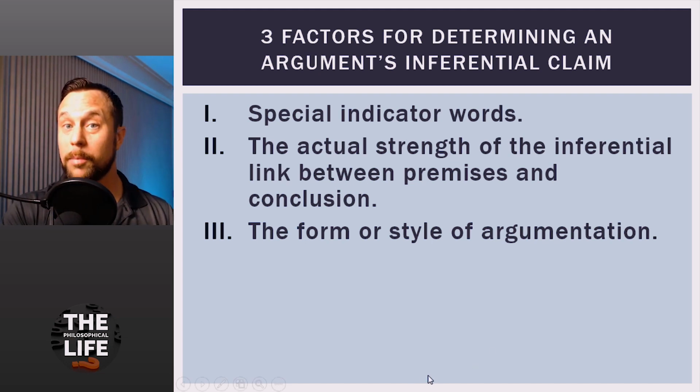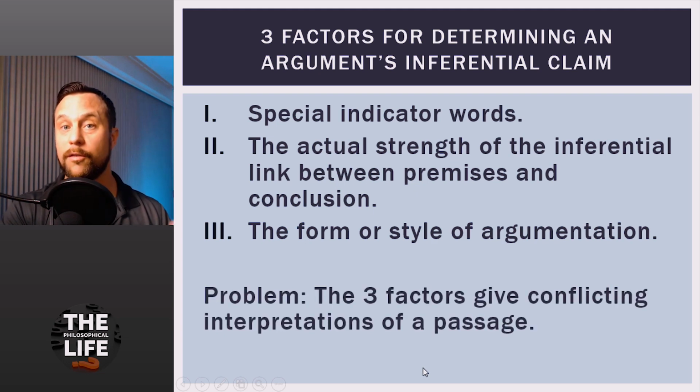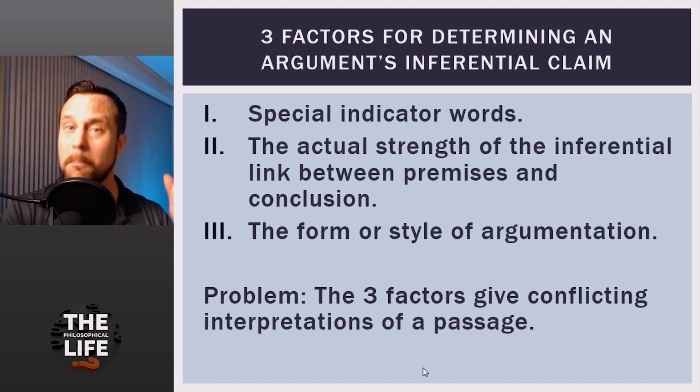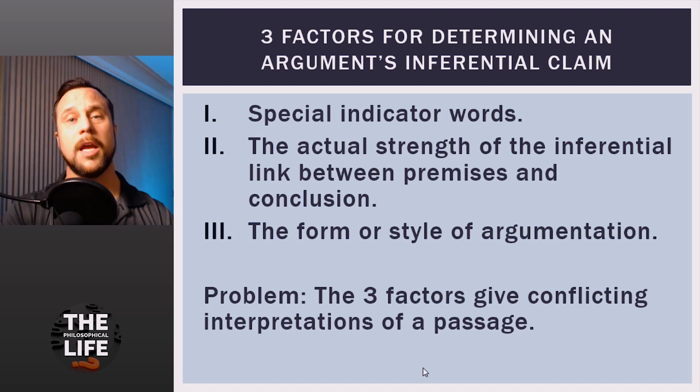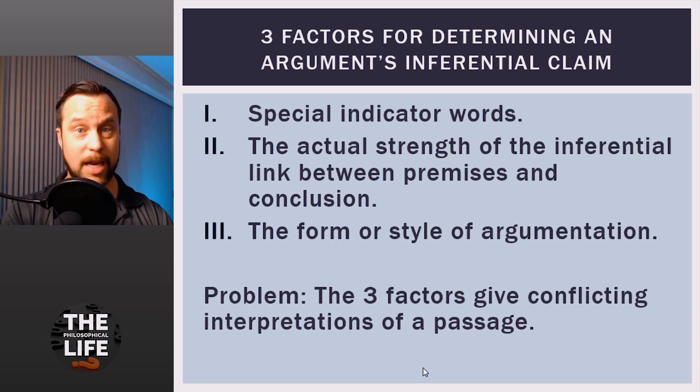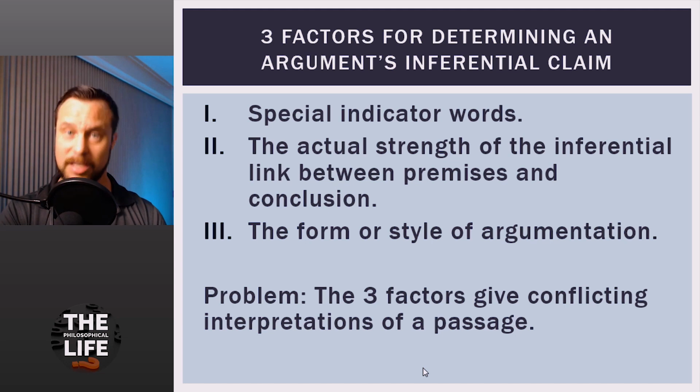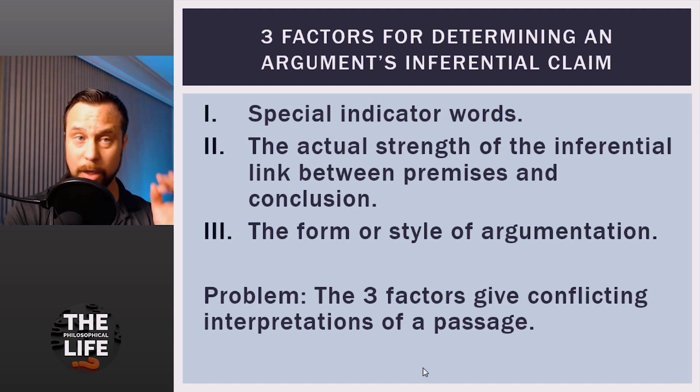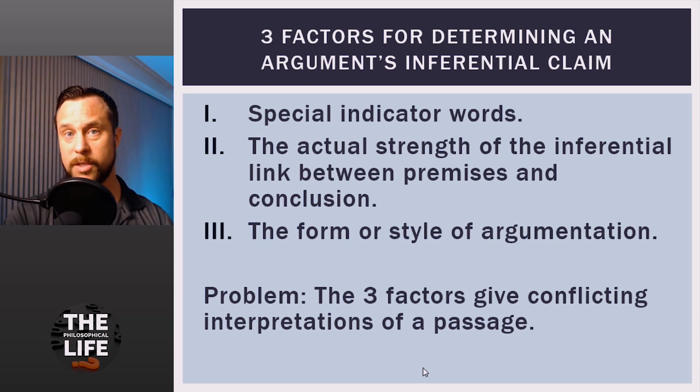But there's a problem. Sometimes these three factors can conflict and give conflicting interpretations of the strength of the inferential claim. For instance, the indicator words might indicate that the argument is deductive. So you might have someone say, therefore, it must be the case that blah. And given that strong word, must, that is typically a deductive indicator word that indicates the conclusion follows with necessity from the truth of the premises. But it might also be the case that when you look at the actual inferential link between the premises and conclusion, you don't actually have a deductive structure.